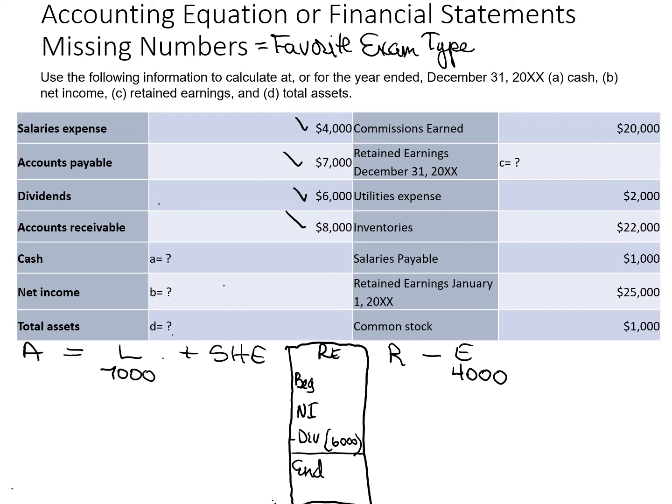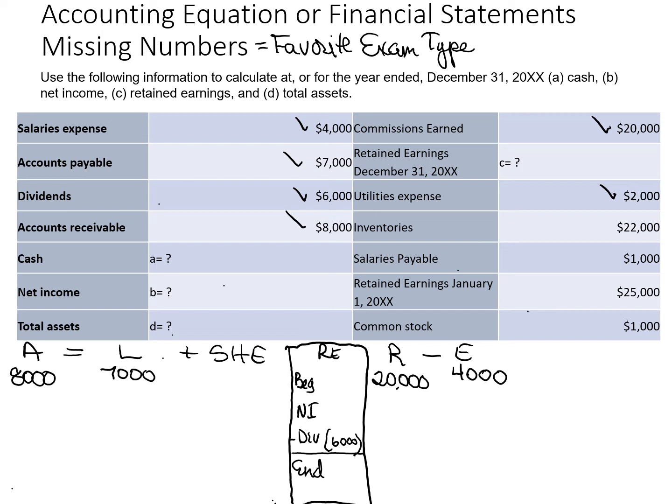Accounts receivable is an asset of 8,000. Commissions earned is revenue of 20,000. And you're saying to yourself, how is she remembering all this? There's not that many account titles in the world, and after you get used to it, it goes pretty quick as to being able to identify it.